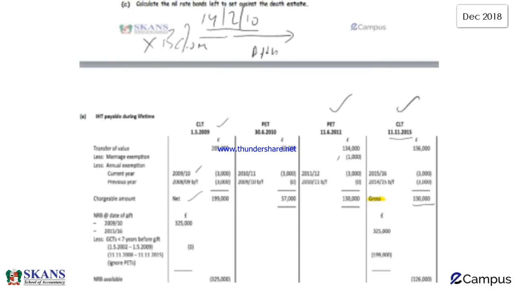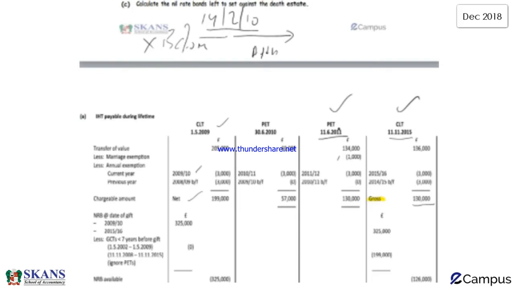But when we find out the nil rate band on death calculations, the rules remain the same. We will be deducting the gross chargeable amount of all those transfers which were made 7 years before the date of transfer. I repeat, not the date of death, the date of transfer. For all those transfers which are chargeable, we have to consider their gross chargeable amount, and we have to deduct that from 325, and the remaining nil rate band would be available.